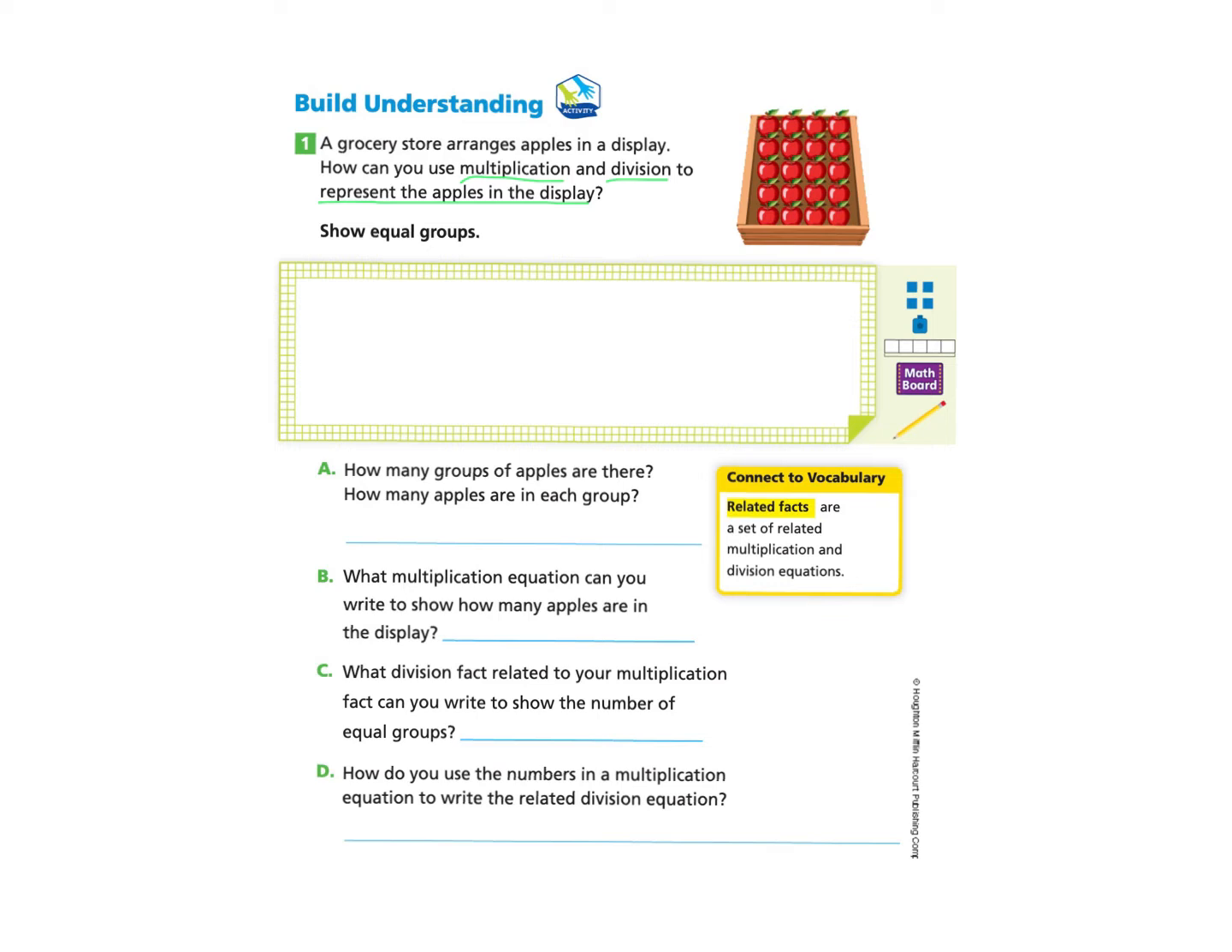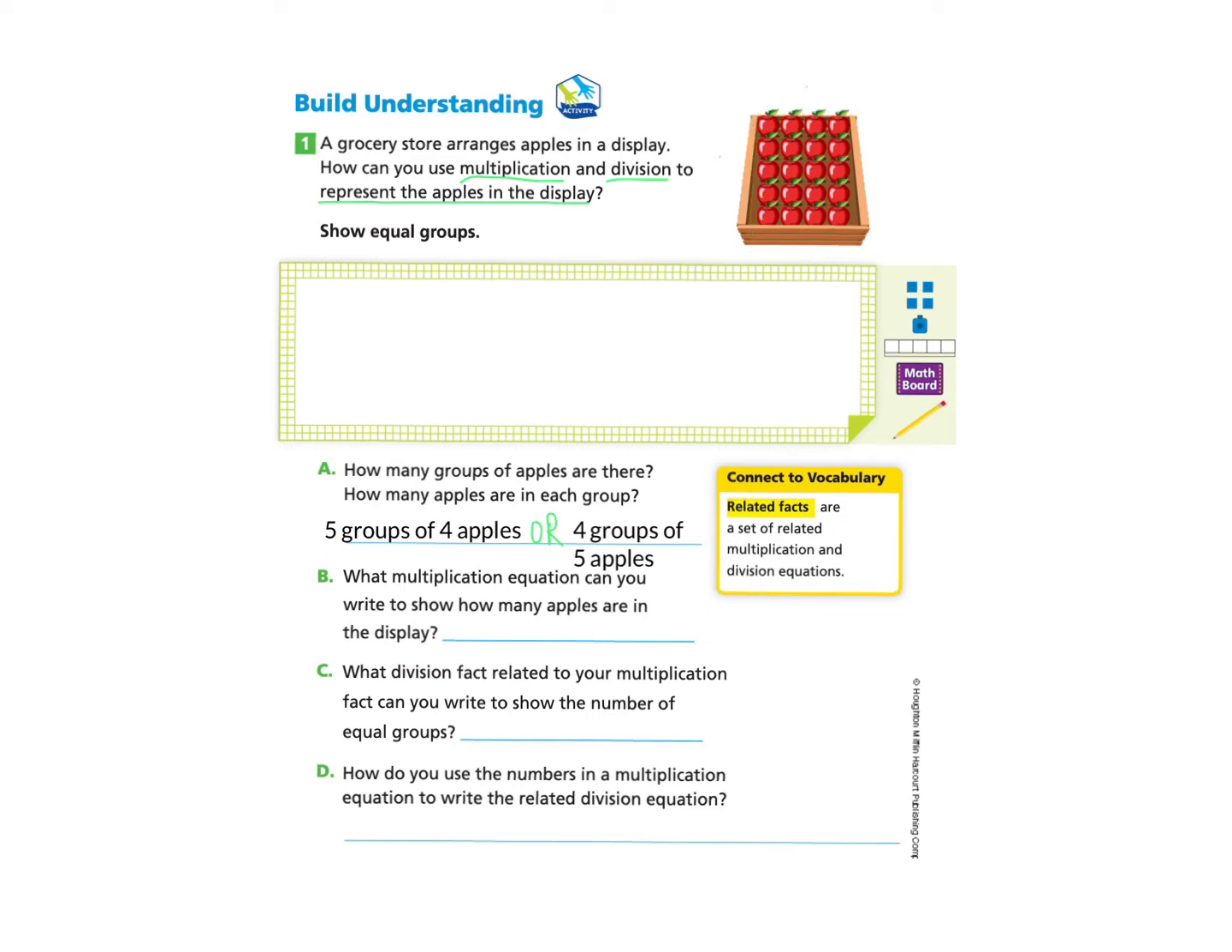You could say, I can see that there are 1, 2, 3, 4, 5 equal rows, and in each row there are 1, 2, 3, 4 apples. So this gives me 5 groups of 4 apples. Or maybe you saw first that there were 4 groups here, and in each group there were 1, 2, 3, 4, 5 apples. So that's another way that you could write that. Or you saw that there were 4 groups of 5 apples, and both are correct.